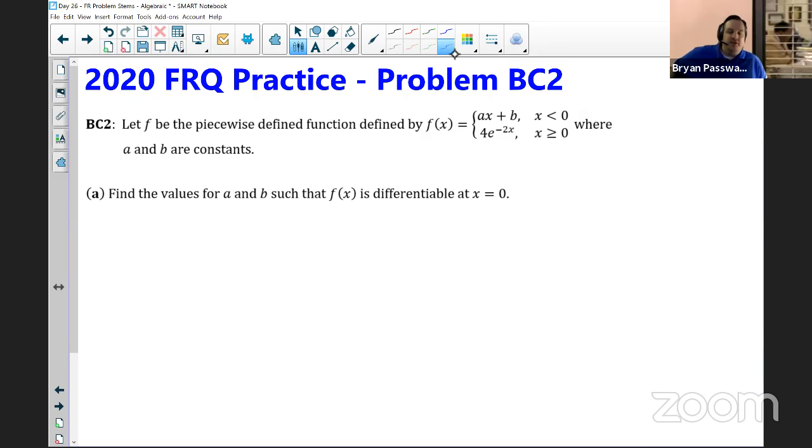So BC2, we have a new function now. Now we have a piecewise function. I think both of these examples are really good possibilities of the kind of things you might see on the exam, where the first problem was a normal equation, but in that equation, we had that little f of x on top that was not quite defined.